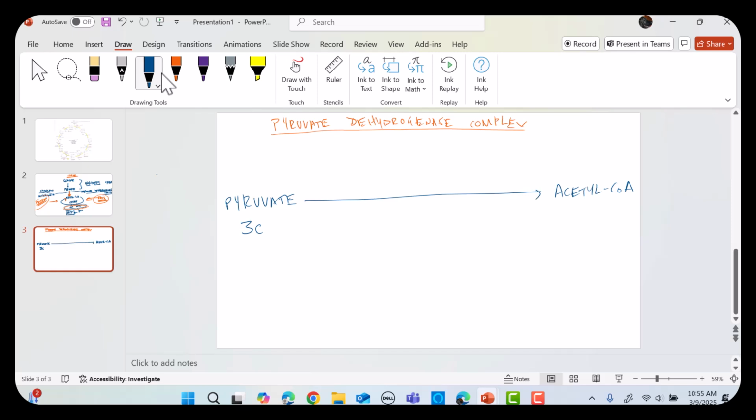So the first thing we're going to do to that pyruvate is decarboxylate it. So when we decarboxylate, just like the word sounds, we're going to take a carbon off. When we take a carbon off, we take it off in the form of a carbon dioxide. So here's the thing with carbon dioxide. We kind of don't care about it, but we kind of do. And what I mean by that is it's a waste product.